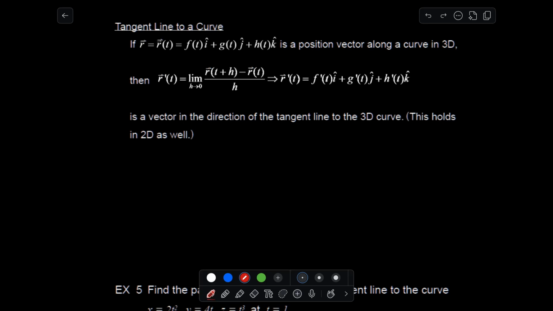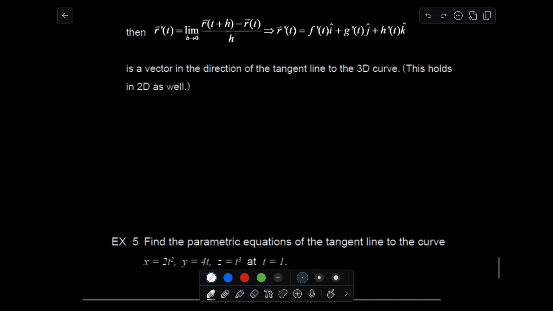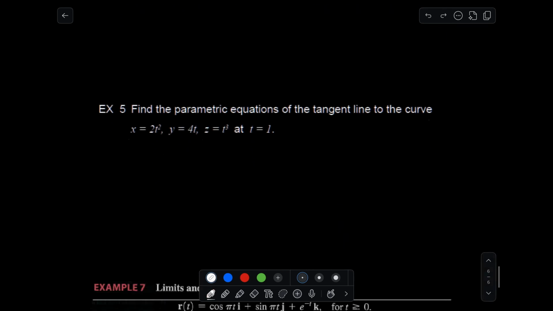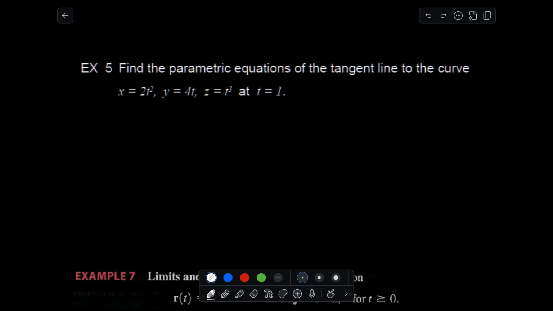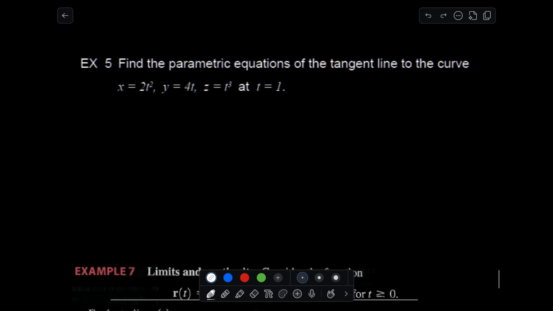It's just like the definition of the derivative, right? It's pretty straightforward. And for example 5, you have to find the parametric equations of the tangent line to the curve x equals 2t squared, y equals 4t, and z equals t cubed at t equals 1. So we can try that.